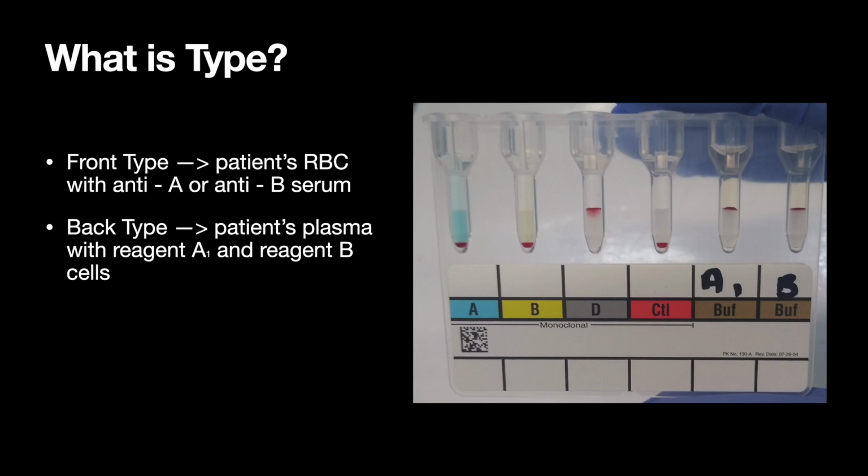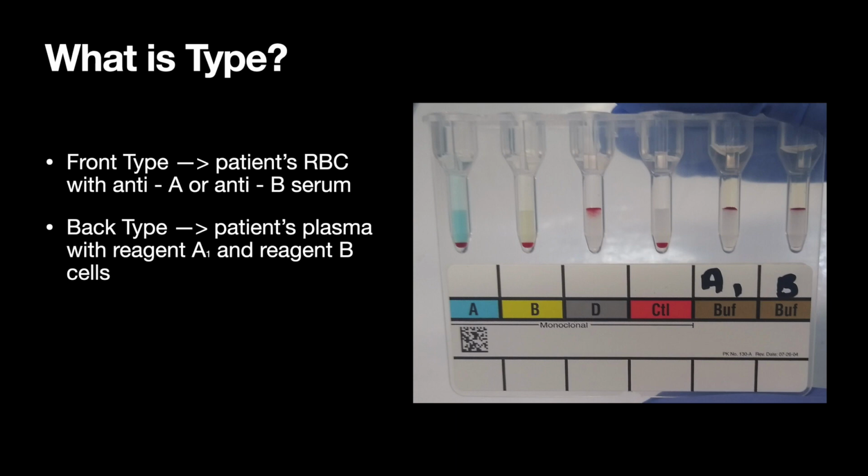For A and B, there's no reaction on the patient's red blood cells, so that indicates that they don't have A or B antigen. This is consistent with O. But you see some reactivity in the D tube, so this is O positive. And then you have your control.